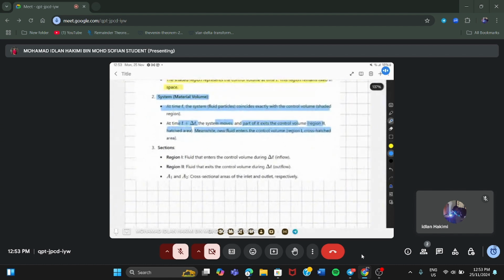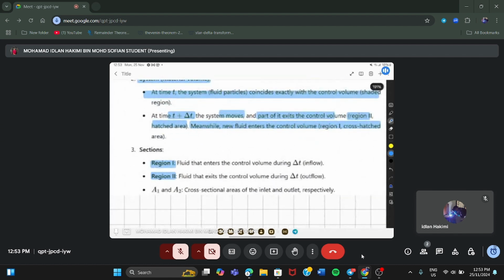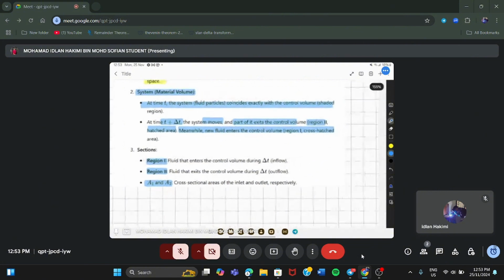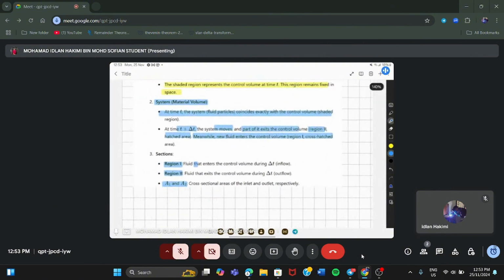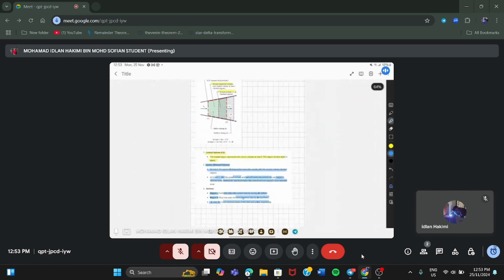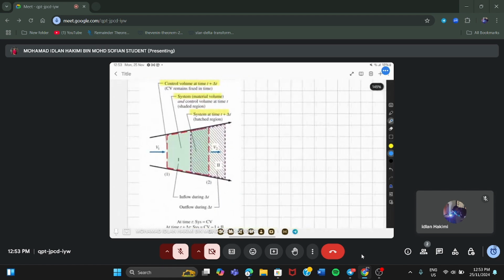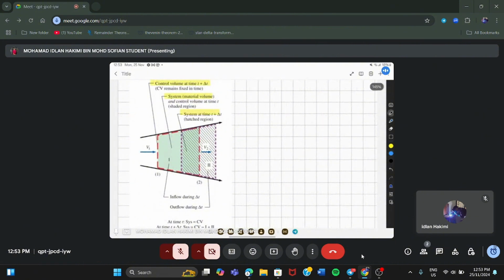And the sections are region 1 and region 2, with areas A1 and A2. For region 1, the fluid enters the control volume during delta t, which is our inflow, meanwhile in region 2 the fluid exits the control volume during delta t, which is our outflow. A1 and A2 are the cross-sectional areas of the inlet and outlet respectively. So this is the diagram.